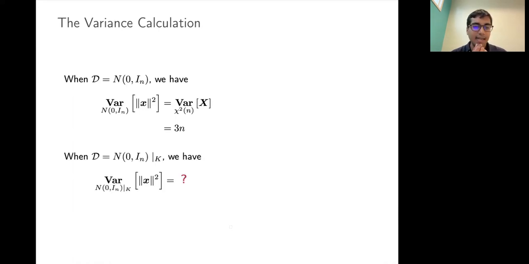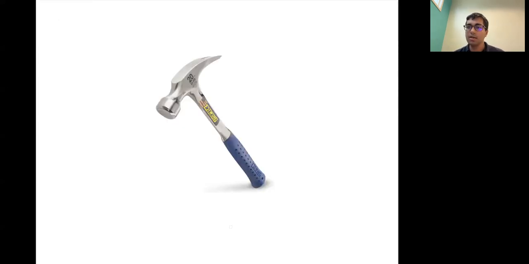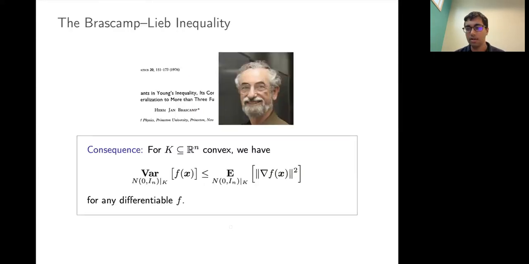But in the truncated setting, how do you actually compute the variance? All you know is that the set K is convex and contains a ball of radius 0.1. But at least we were not able to reasonably obtain a linear in n upper bound by opening up this expression and trying to do some calculations. And since we failed, we actually went looking in the literature and we found a big hammer. And the big hammer was the Brascamp-Lieb inequality.